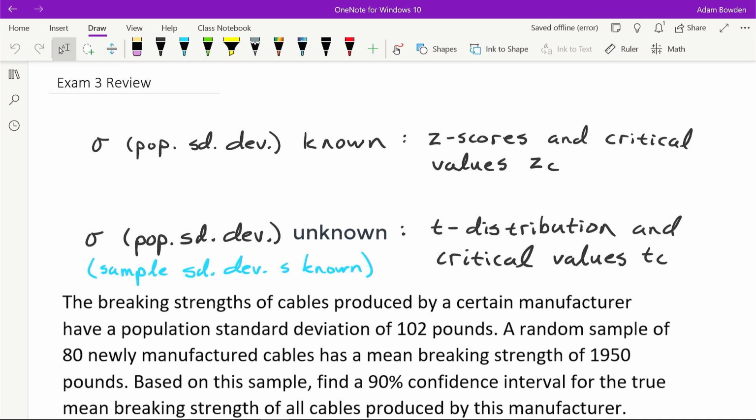On the other hand, if the population standard deviation is unknown, that means that we're going to be using the sample standard deviation denoted s. That's going to be a known quantity that we're going to use. In cases like that, we're going to use the t distribution instead, along with the critical values denoted t sub c. So if you look at the formulas, you'll see different versions of formulas with either the z or the t, and the big defining characteristic that differentiates the two is whether or not we're using the population standard deviation or the sample standard deviation.